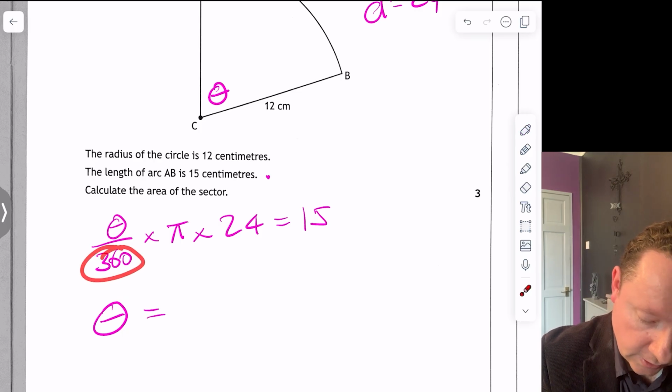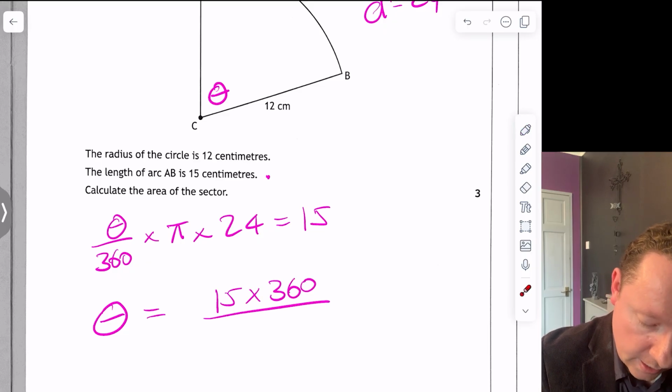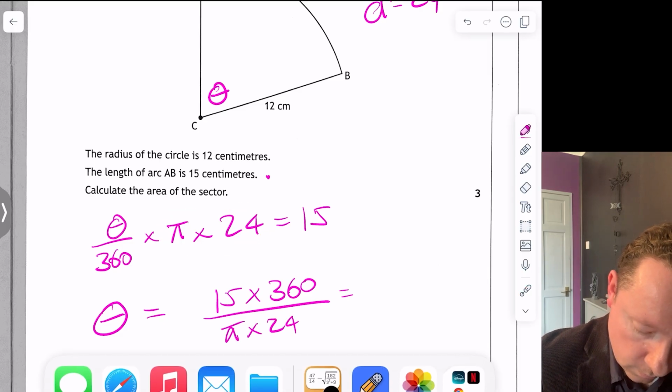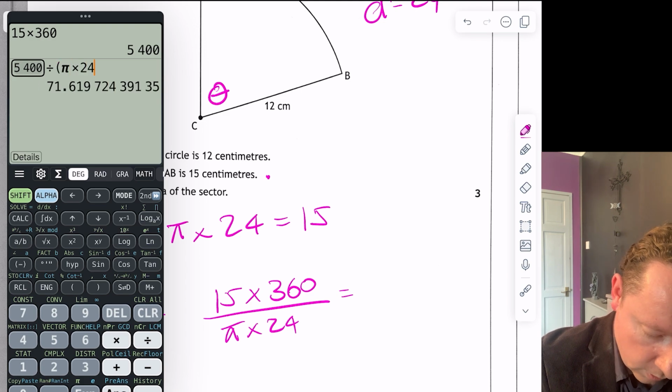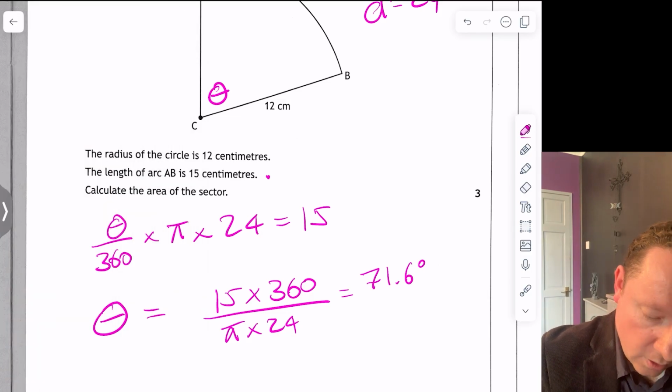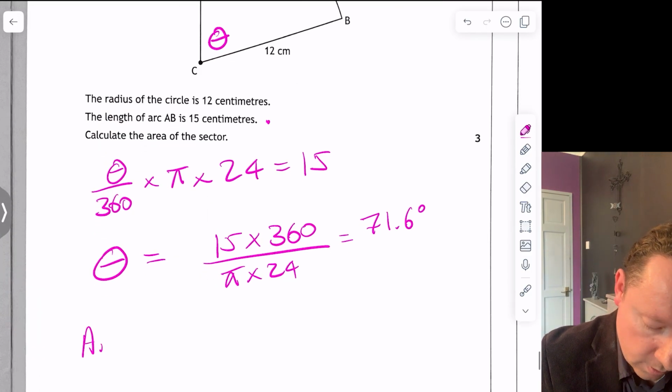I've divided by 360, so I times this side by 360. 15 times 360, all divided by pi times 24, because that's on top. 15 times 360 divided by, open brackets, pi times 24 is 71.6 degrees. So there's my angle.